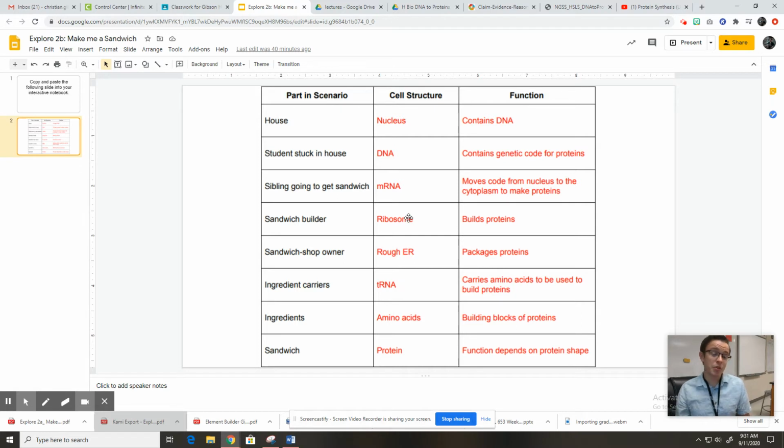The ribosome is probably a word you haven't heard before, but that is an organelle, or a structure inside of your cells that makes proteins. It's like a protein factory, okay? So the mRNA goes to the ribosome to tell the ribosome how to make the protein. Just like the sibling went to the sandwich builder to tell the sandwich builder how to make the sandwich, the correct sandwich.